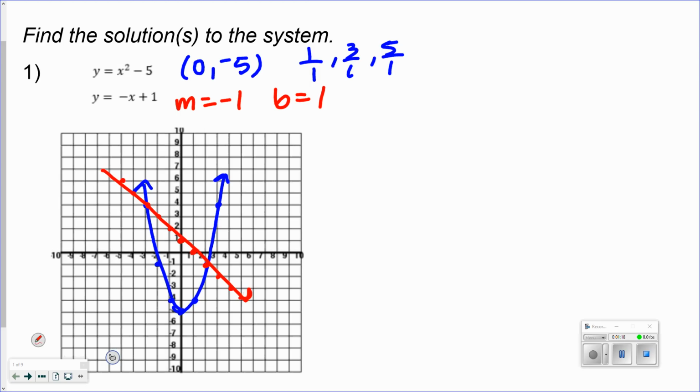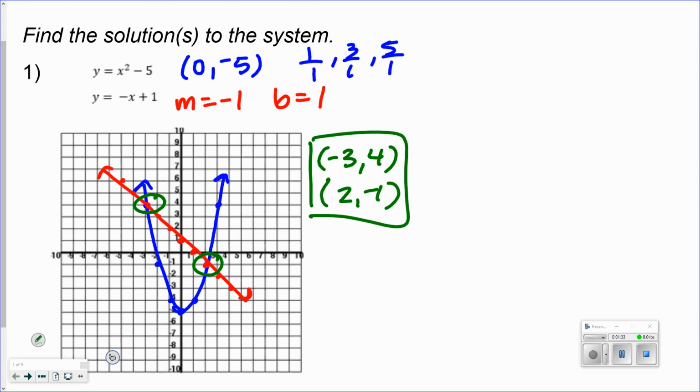And remember from yesterday, the solutions are where they intersect. So these two are going to intersect first at (-3, 4), and second at (2, -1). So two solutions: (-3, 4) and (2, -1).